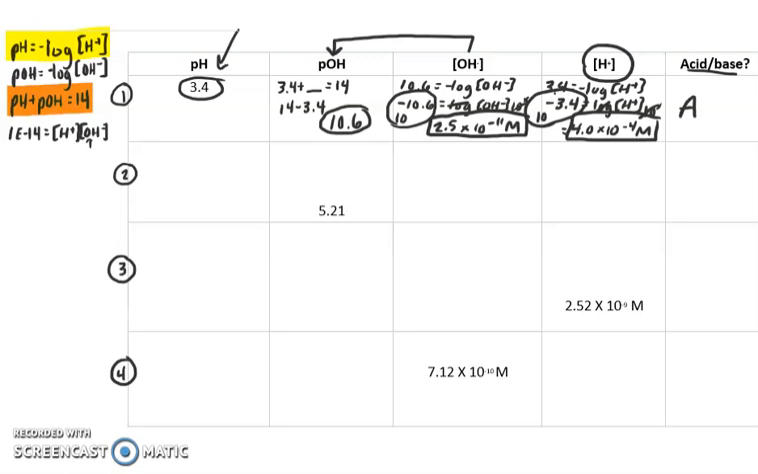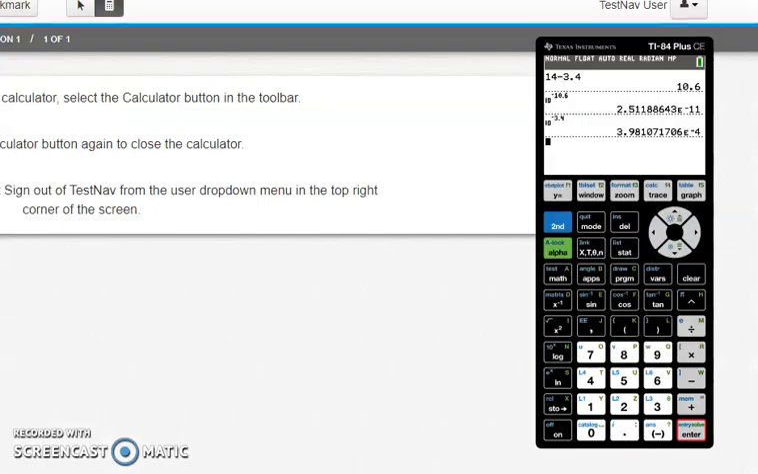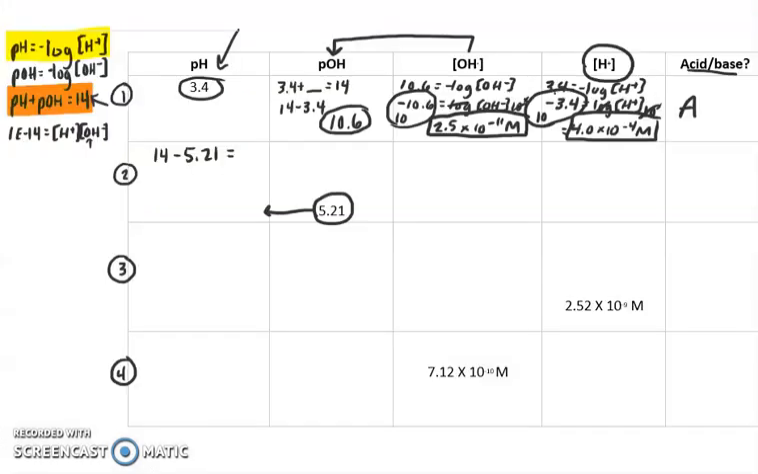Okay, problem number 2. This time I'm given pOH. So I'm going to do this a little bit more quickly. I can find pH from that very easily by using this orange equation, pH plus pOH equals 14. So essentially I just take 14 minus my 5.21. So 14 minus 5.21, and I get 8.79. So 8.79 is my pH. I can actually answer right now that that's a base because it's greater than 7.